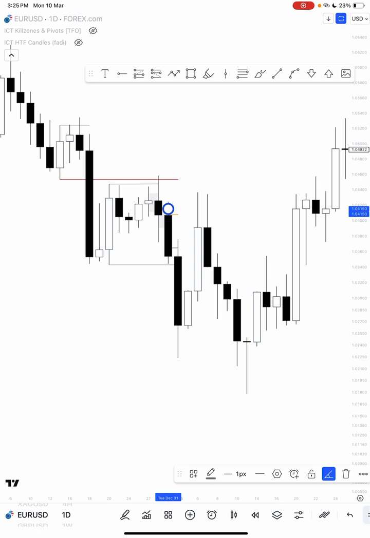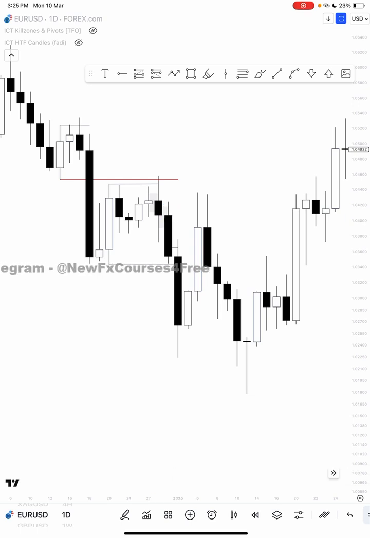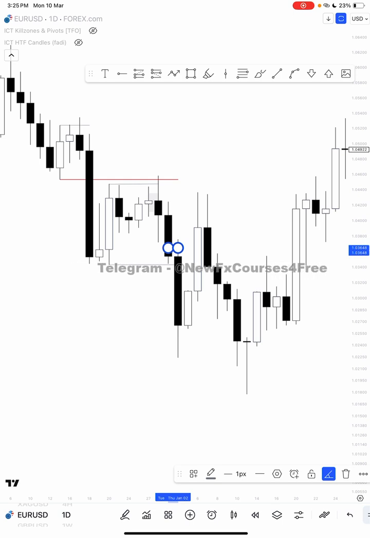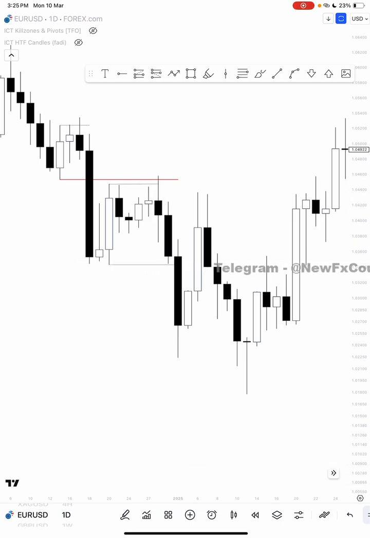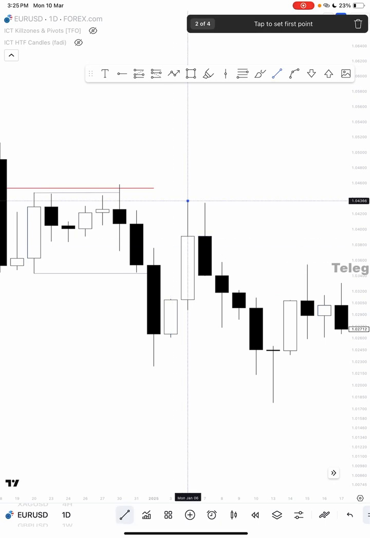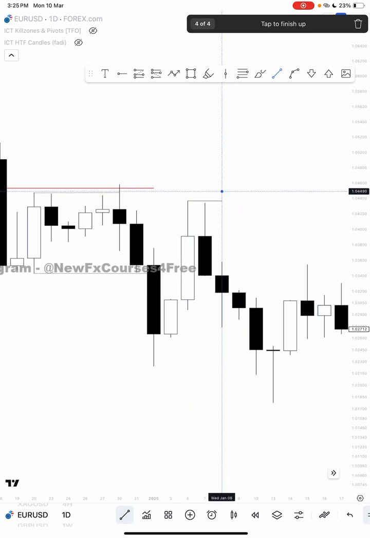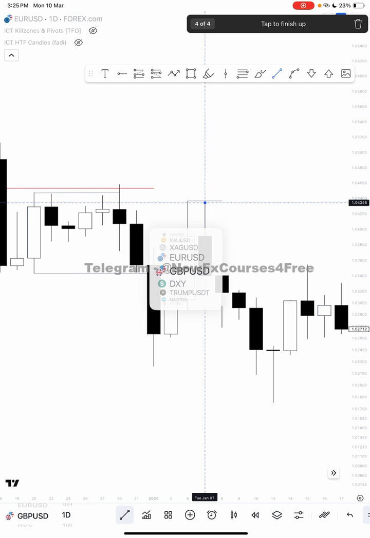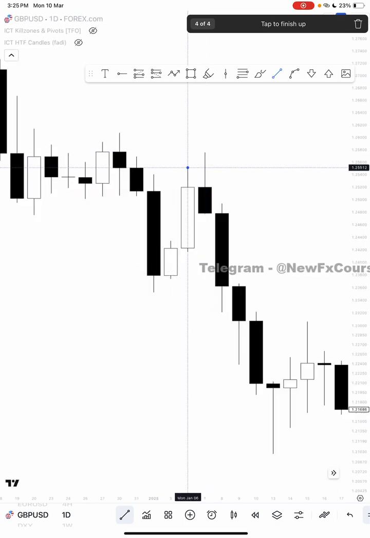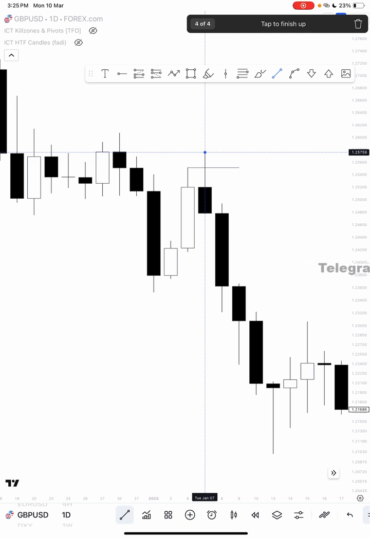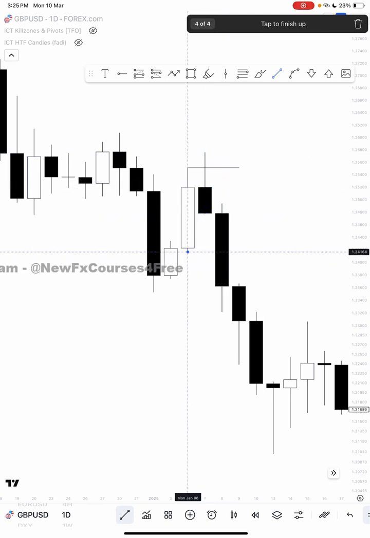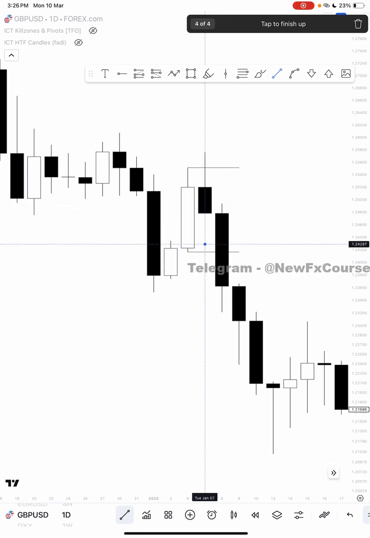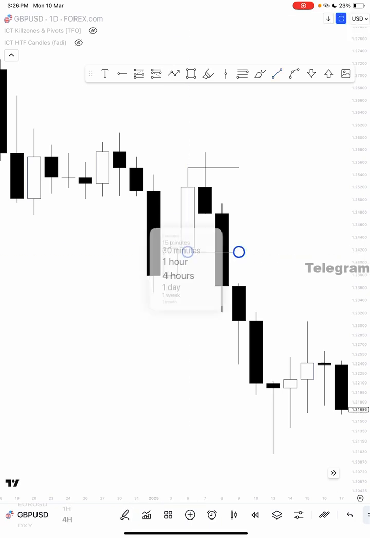where SMT is actually involved. So here, this was Monday's ranging candle. Tuesday did not actually take Monday's high. Why? We got an SMT with GBPUSD. GBPUSD took Monday's high and formed a long wick reversal pattern before displacing lower on Friday to Monday's low.